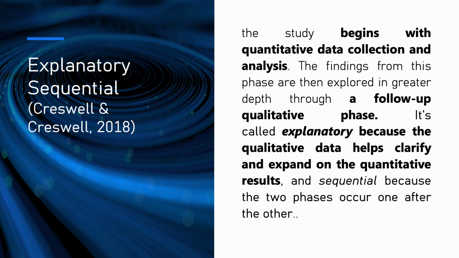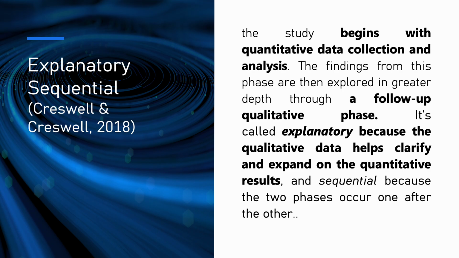In this design, the study begins with quantitative data collection and analysis. Once the initial results are obtained, the researcher conducts a follow-up qualitative phase to explore those findings in greater depth. It's called explanatory because the qualitative data helps clarify and expand on the quantitative results. And it's sequential because the two phases occur one after the other, not simultaneously.